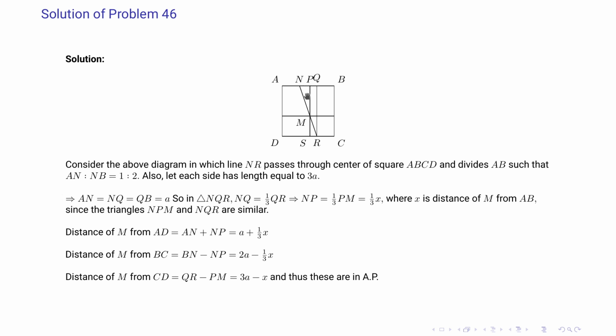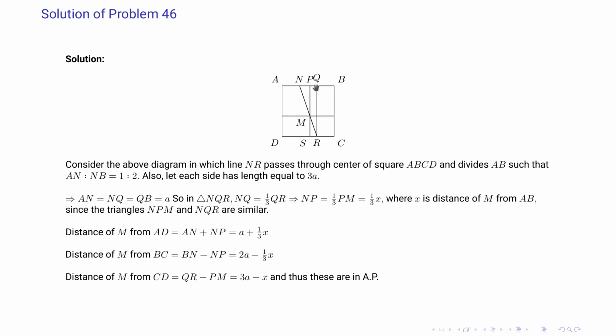Now PM is equal to x, NQ is equal to a, and QR is equal to 3a. So 1 by 3 QR is equal to NQ, and that's why NP is equal to 1 by 3 PM, which is 1 by 3x. Now the distance of M from AB, that is PM, is x. Sorry, the distance of M from AD is PA, and that is equal to AN plus NP, but we have found NP to be 1 by 3x and AN is a, so it is a plus 1 by 3x. Now the distance of M from BC is QB plus PQ.